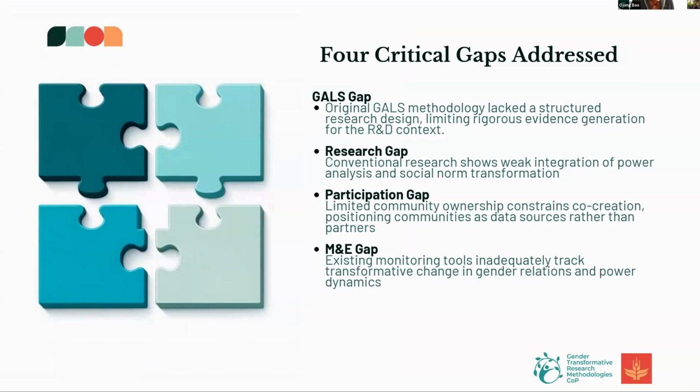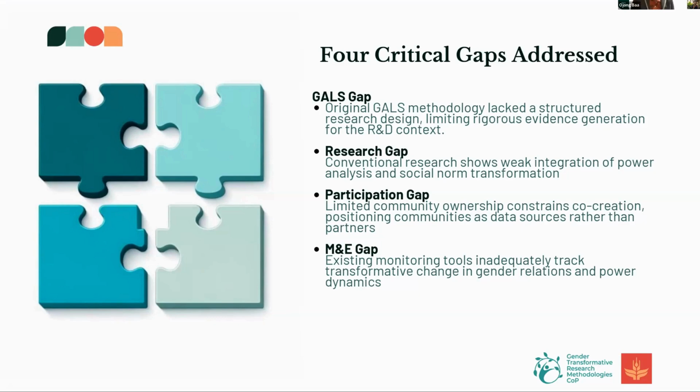These were gaps that picked on key research aspects that we felt needed to become more robust within the current GALS process. Originally, GALS as a methodology really lacked a structured research design. It had very limited evidence generation that could support research and development programs. We also felt there was a research gap because conventional research will often show you that there's a weak integration of power as an analysis and also of social norm transformation.